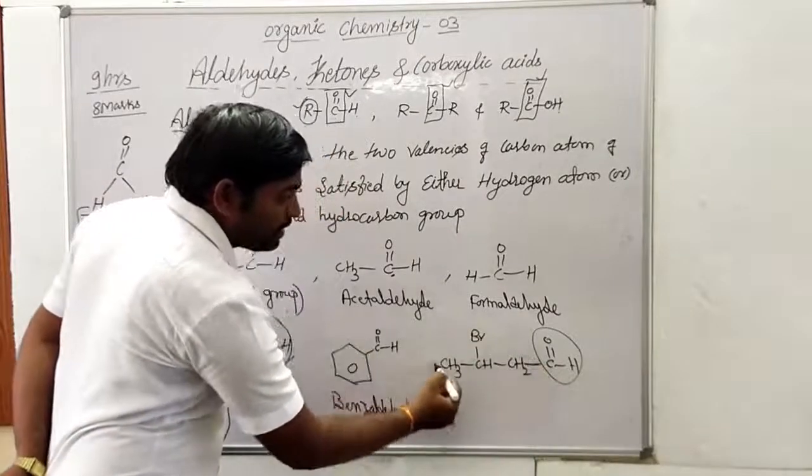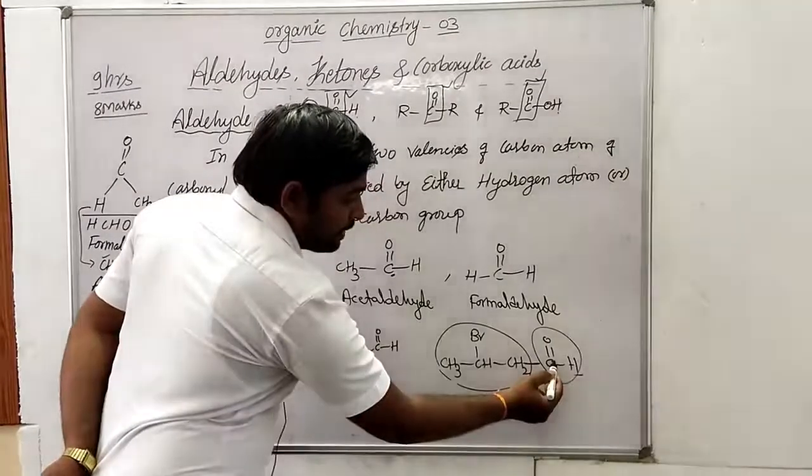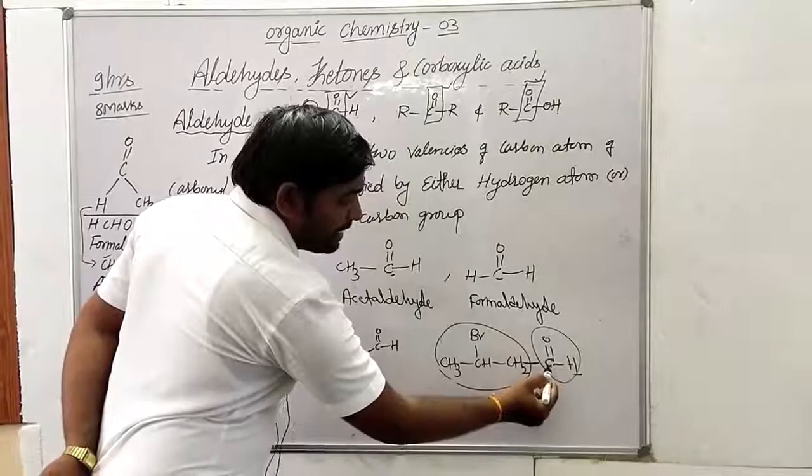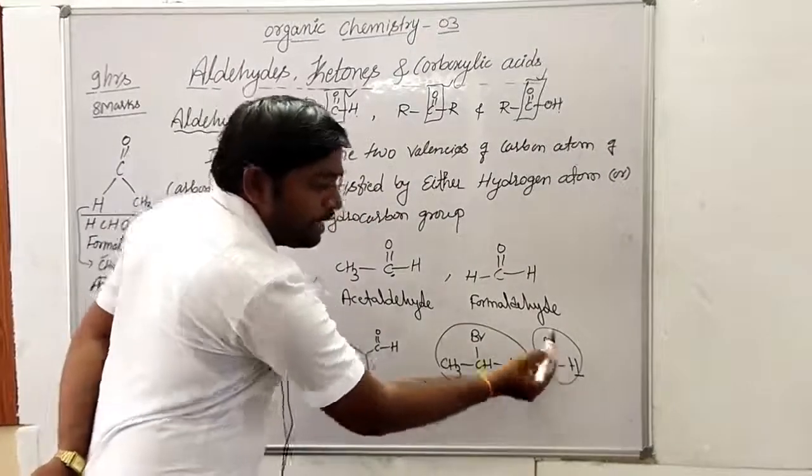The entire group is considered as an alkyl group. So this is a bulky group. This is one hydrogen atom. This carbonyl carbon atom, if it is satisfied by either one hydrogen atom or one alkyl group, it is called an aldehyde. We may say that.